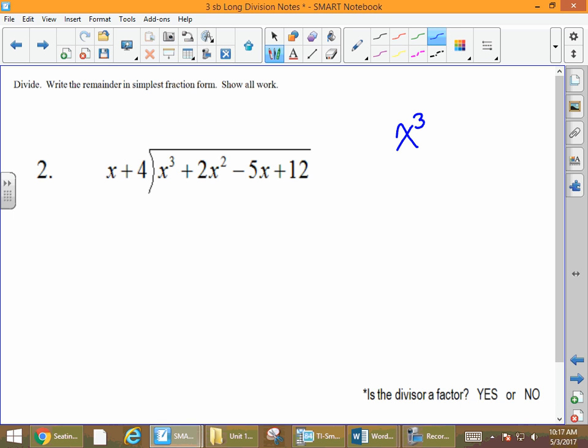We are going to divide by x. We're using the variables to simplify this polynomial, so to speak. X cubed is x times x times x. And here's x. One of those x's cancels out. We get x squared, and that's what's going to go on top here as part of our quotient.